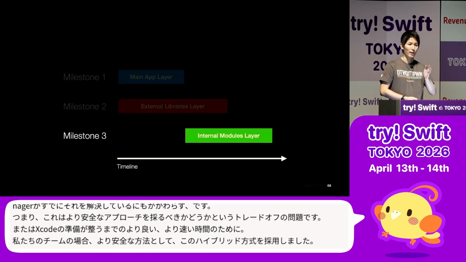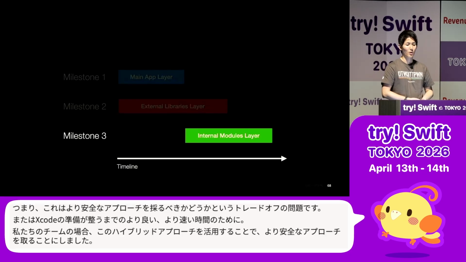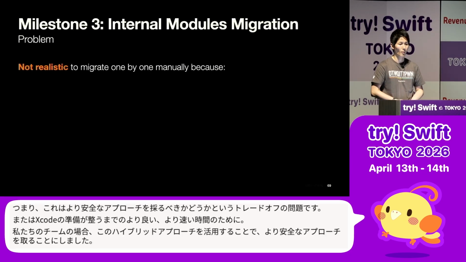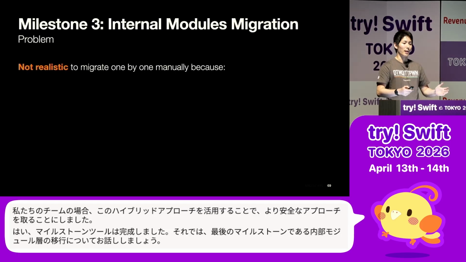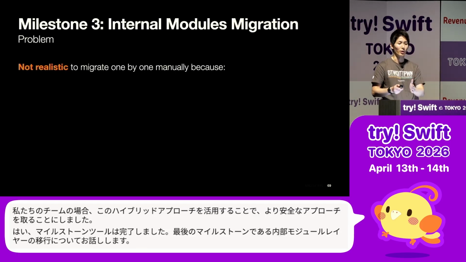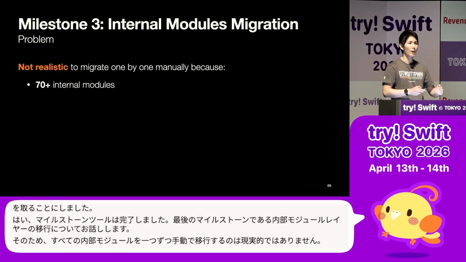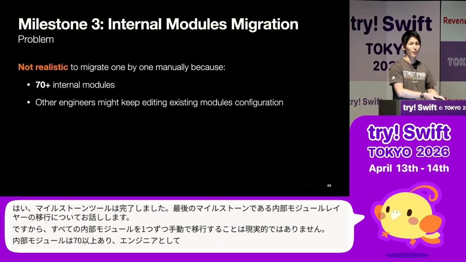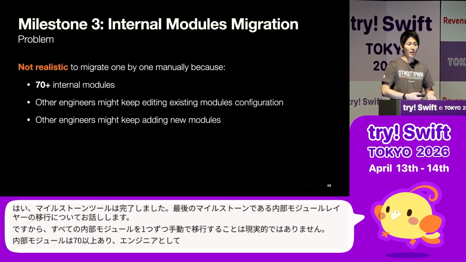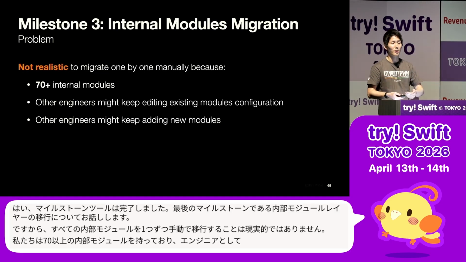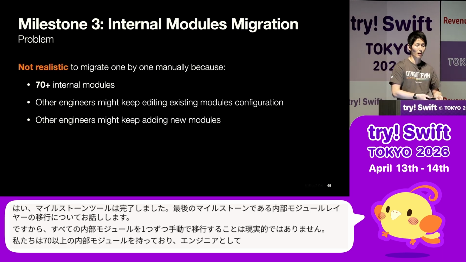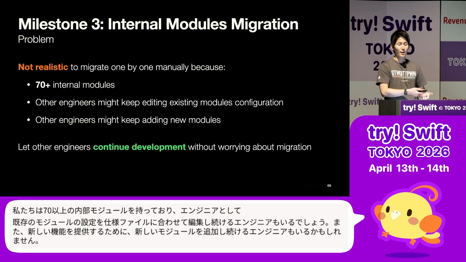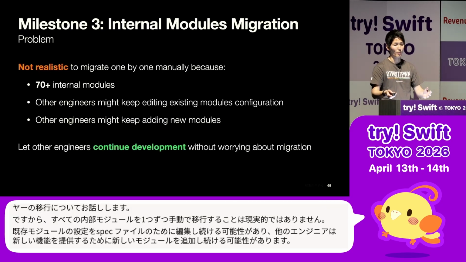Yes, milestone 2 is done. Let me talk about the last milestone, internal modules layer migration. It is not realistic to migrate all internal modules one by one manually because we have 70 or more internal modules, and other engineers might keep editing existing module configuration podspec files, and might keep adding new modules to deliver new features. So we really wanted to let other engineers continue their development without worrying about this migration.